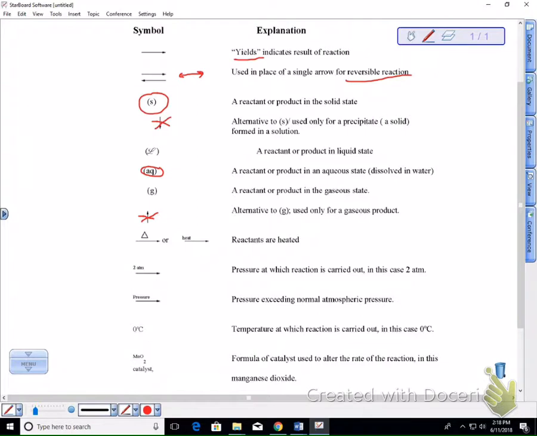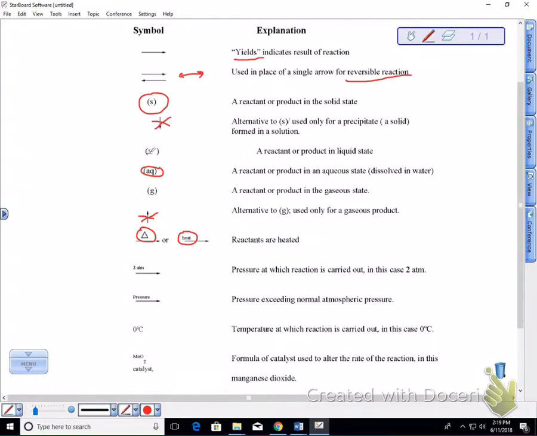We can simply write the word heat above the yield sign, or we can just use more commonly a triangle. I don't know why it's a triangle, but that is and has been the symbol for heat added for quite a long time. So heat is one important thing.